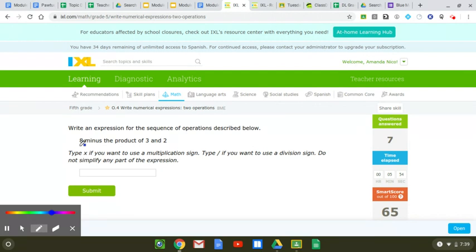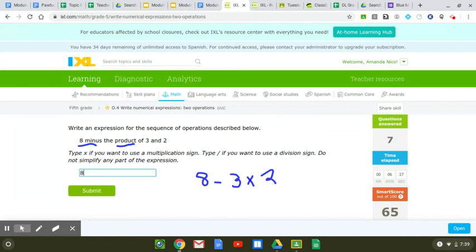So we have 8 minus the product. Product means the answer to a multiplication problem. The product of 3 and 2. So I have 8, and I'm subtracting 3 times 2, but I need to put parentheses. Actually, I don't need to put parentheses, sorry. I mean, you can if you want to, but order of operations tells you that you multiply 3 times 2 first. So you can do it like that. Or again, you can add the parentheses if that makes it clearer for you. So you're subtracting the product of 3 and 2 from 8.